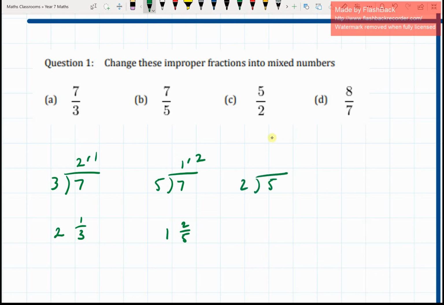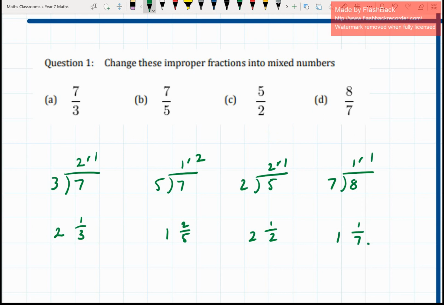We have 2, 2's go into 5, remainder 1. So that's 2 and 1/2. And last but not least, how many 7's go into 8? So we're dividing by 8. We've got 1, remainder 1. So that would be 1 and 1/7.